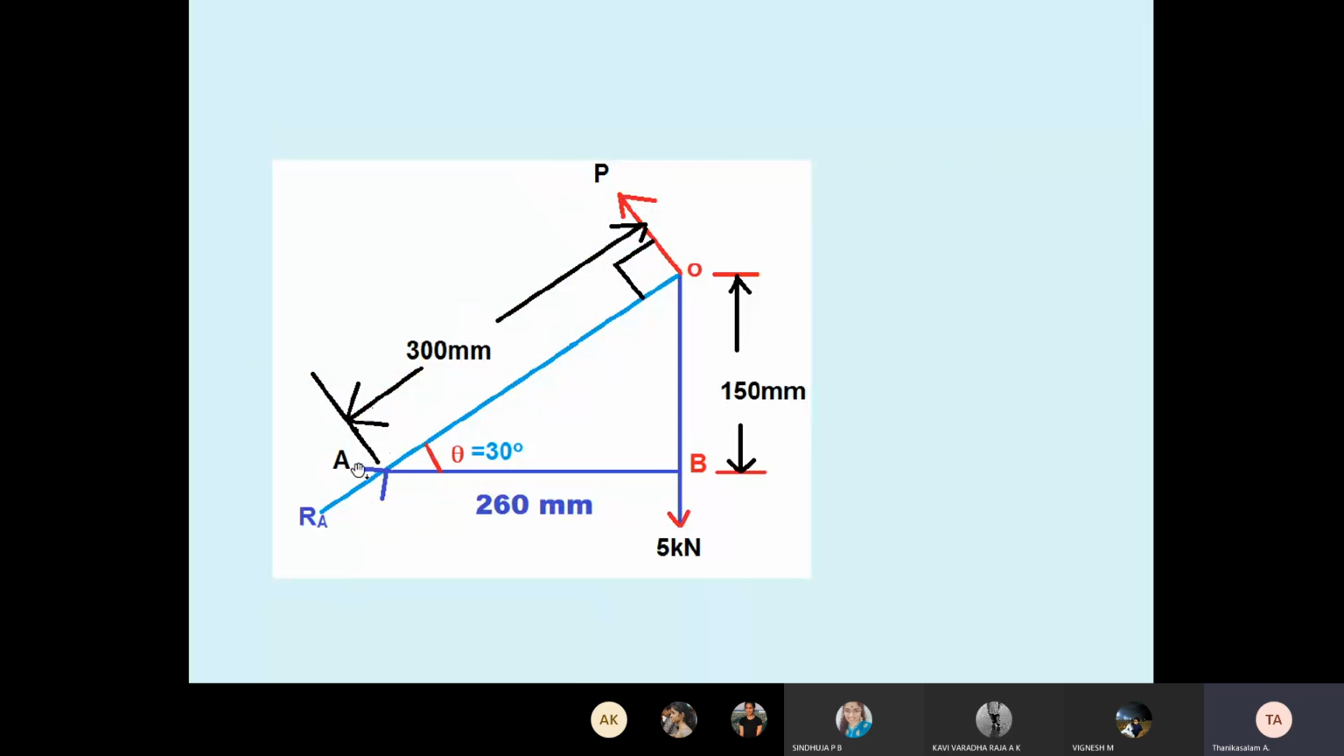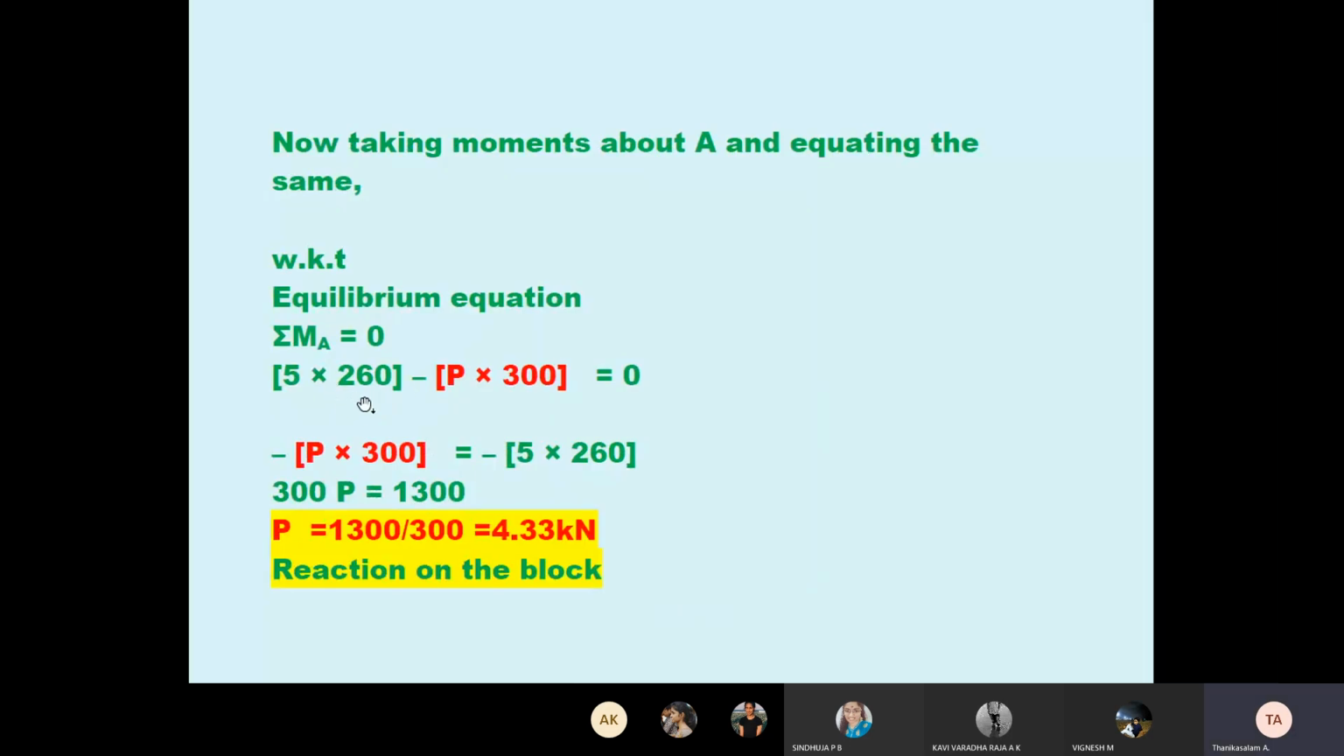What is the moment? Force into perpendicular distance. See here, P is perpendicular with respect to A point. So P into 360, anticlockwise. Students, understand anticlockwise. Similarly, AB is horizontal, but the force, 5 kilonewton, is perpendicular. 5 kilonewton is clockwise, 5 into 260 clockwise, minus P into 360 mm. P is a force, P into 360 anticlockwise. So 5 into 260 clockwise minus anticlockwise P into 360 equals 0.